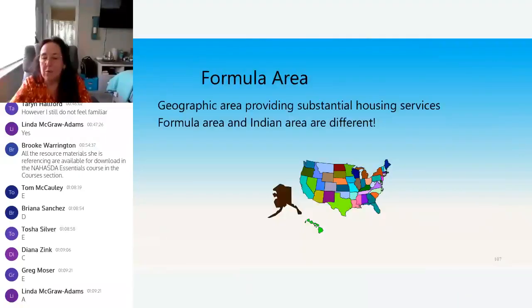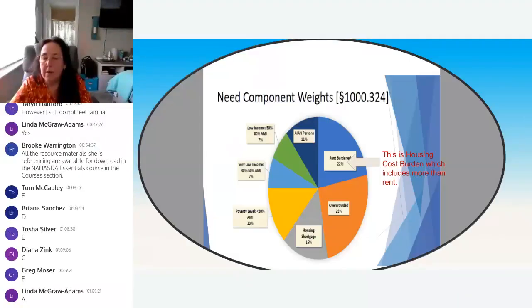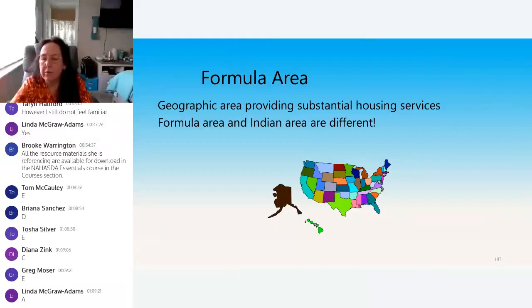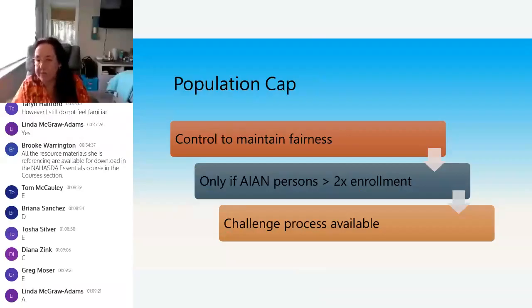I'm jumping from one, I wonder, nope, there's 106. Your formula area, your geographic area for providing substantial housing services, and your Indian area are different. That population cap is to control and maintain fairness. Your American Indian Alaska Native persons, 2 times your enrollment, and there is a challenge process available.